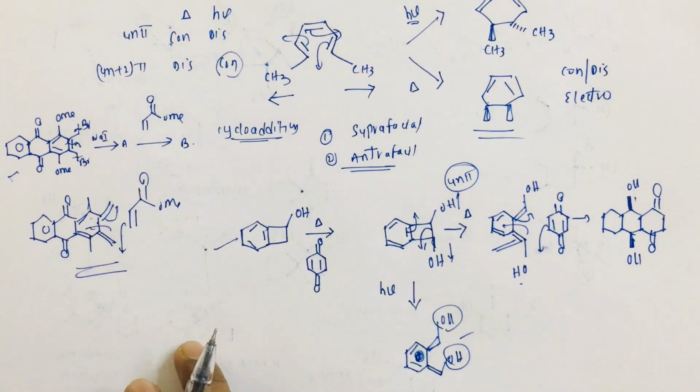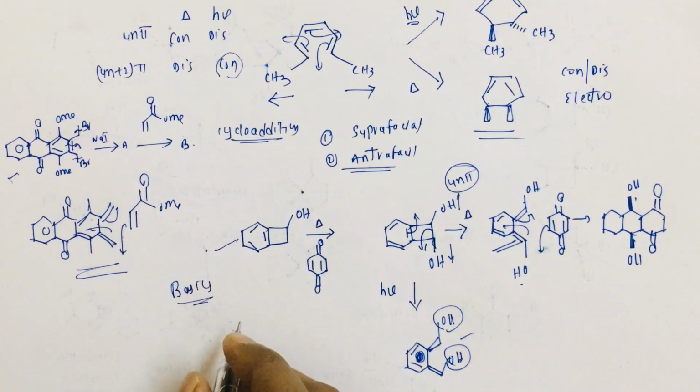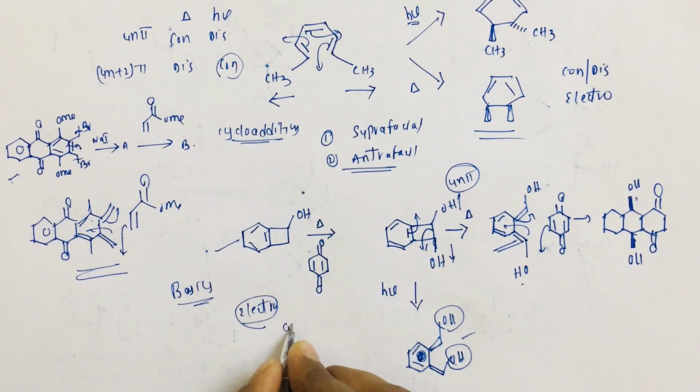So this is about the basics of today. I talked about the basics which we need to remember for pericyclic reactions, and electrocyclic reactions we spoke about today. And tomorrow we'll discuss the cycloaddition reactions and sigmatropic reactions.